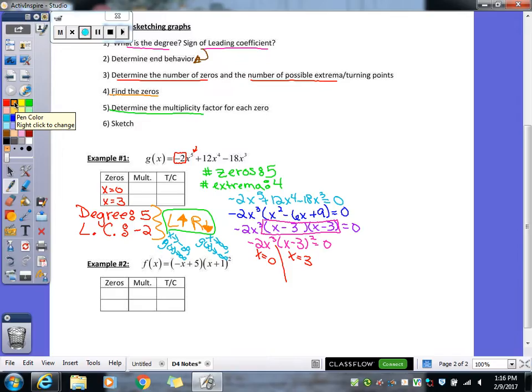Again, your multiplicity is whatever your exponent was on it. So on my x equals 0, if I look back up here, my exponent was a 3. So my multiplicity was a 3. What was the exponent on my x equals 3? 2. So my multiplicity was a 2. So then again, odds cross through your x-axis. Evens touch your x-axis. Whatever the exponent was when you factored it. So here my exponent was a 3, and my exponent was a 2.